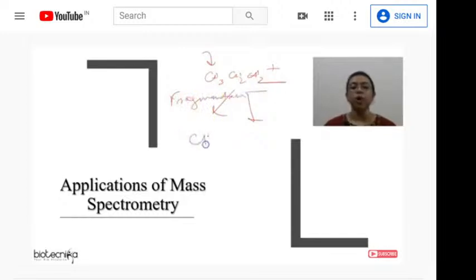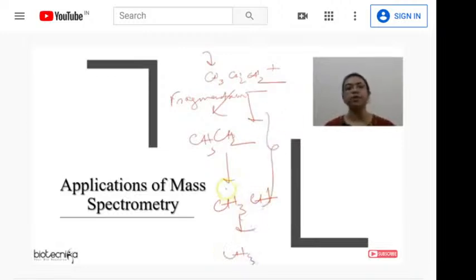Okay, so how will it break down? It goes like CH3, CH2. From the CH3, CH2, I'll get, suppose, CH3, CH like this. Again, it will break down to form CH3. So this is the way the fragmentation basically takes place inside the mass analyzer.